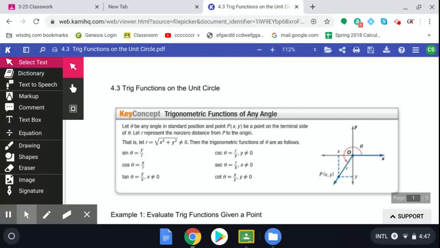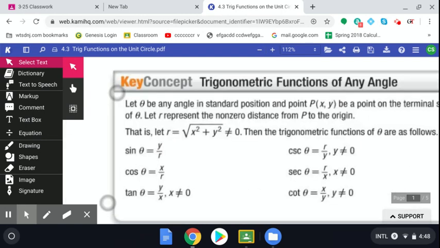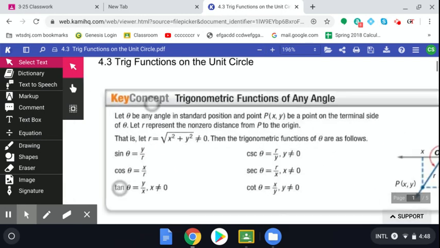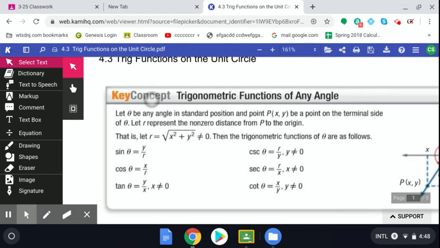Okay, my dear class, now we move to one of my very favorite topics, which are trig functions on the unit circle. So we're going to start out by exploring ways that you will be able to find the value of any of the 6 trig functions if you have a point on the coordinate plane.